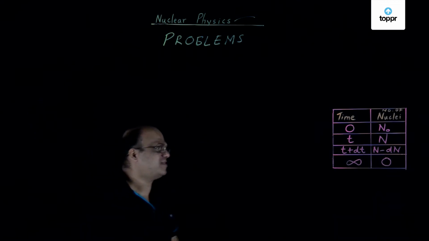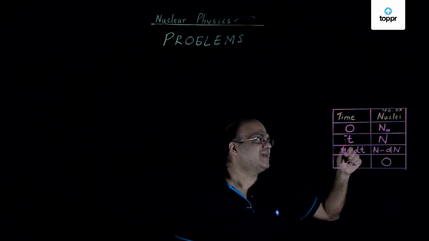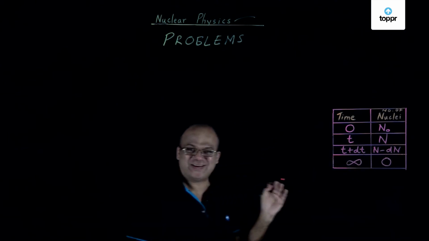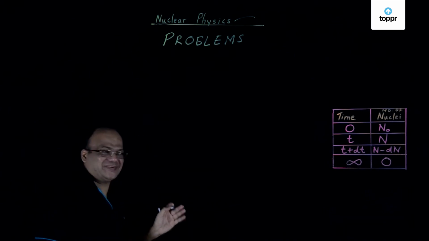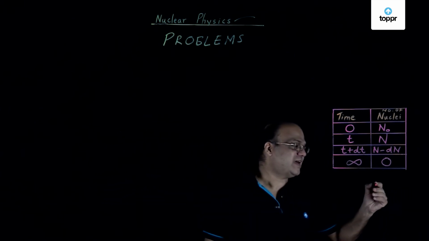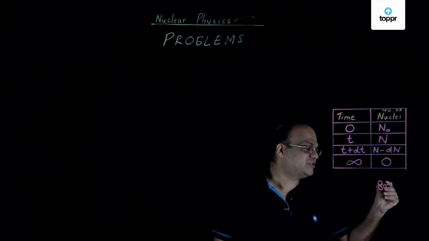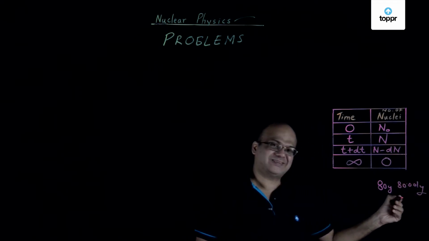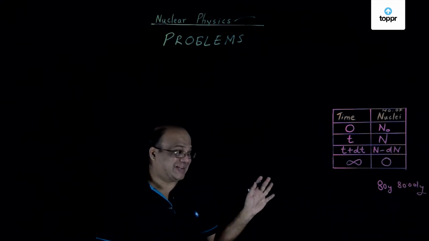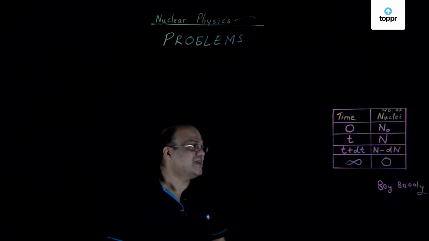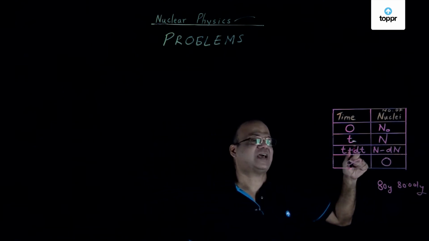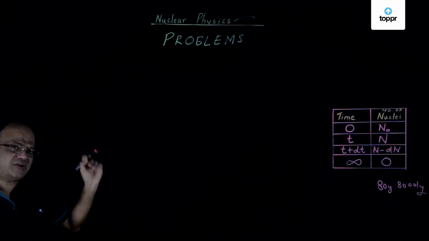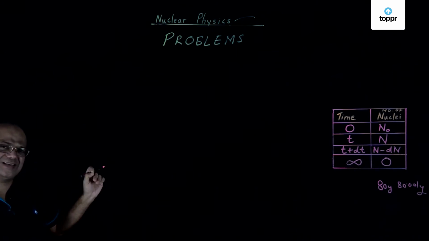Now what is the life of these dN nuclei that are decaying between t equal to t and t plus dt? Not dt. What is the life? Suppose a person dies between 80 years of age and 80.001 years of age. What is his life? 80 years, not 0.001 years. So the life of these dN nuclei is time t. t and t plus dt are almost the same. So the life of dN nuclei is t.